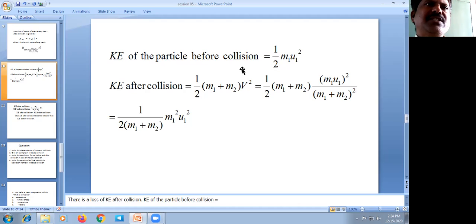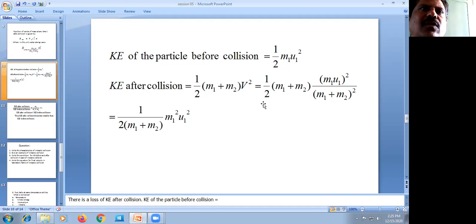The kinetic energy of the particles before collision is 1 by 2 m1 u1 square. This is the kinetic energy of the first particle, whereas the kinetic energy of the second particle is 0 because it is at rest. The kinetic energy after collision is 1 by 2 into (m1 plus m2) into v square, which is 1 by 2 (m1 plus m2) into (m1 u1) whole square divided by (m1 plus m2) whole square.